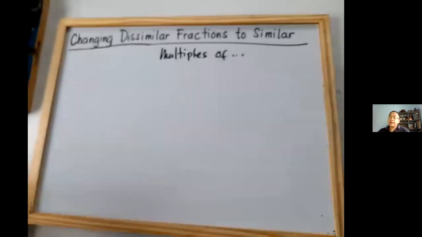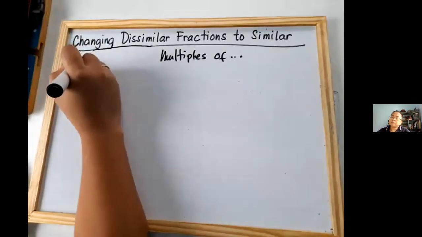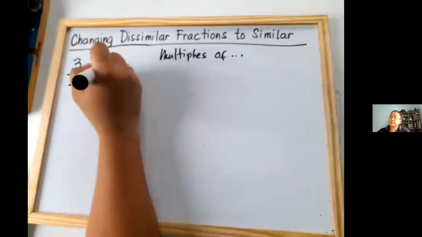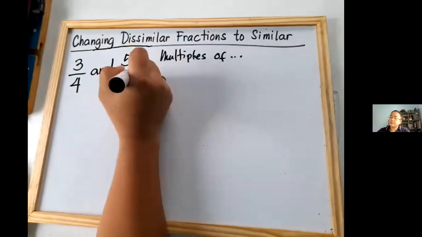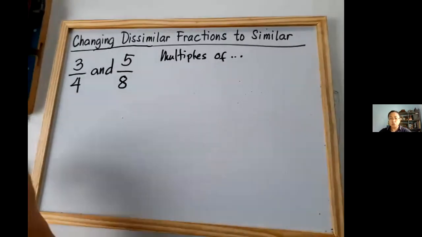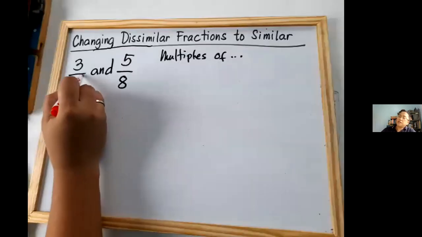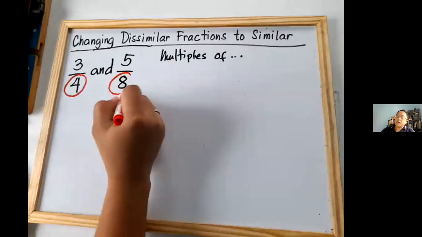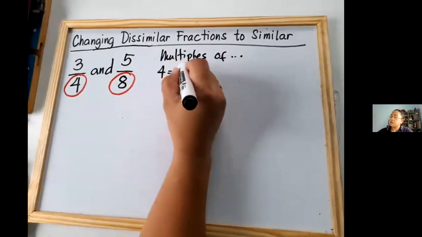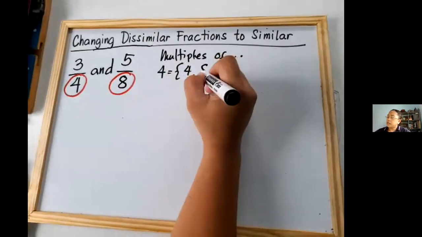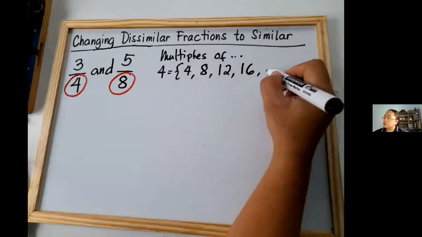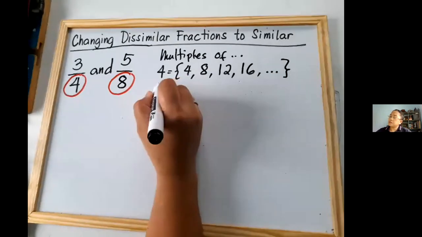Okay? Suppose I have 3/4 and 5/8. Okay? 3/4 and 5/8. So, anong gagawin natin? Again, titignan natin yung denominator nila. Ang denominator ng 3/4 ay 4. Ang denominator ng 5/8 ay 8. So, we list down multiples of 4 and 8. So, what are the multiples of 4? We have 4, 8, 12, 16, and so on.